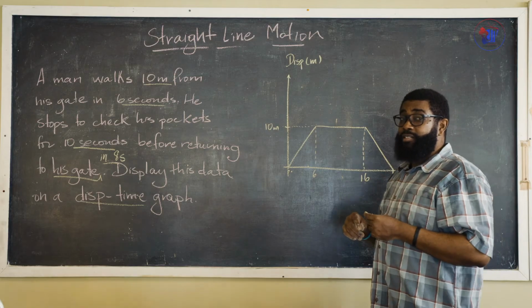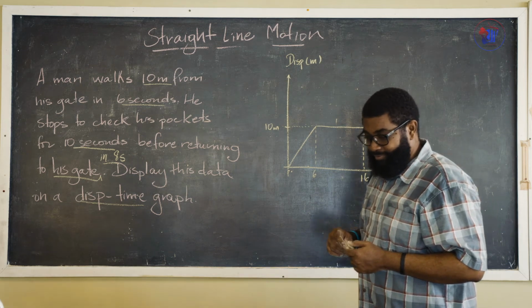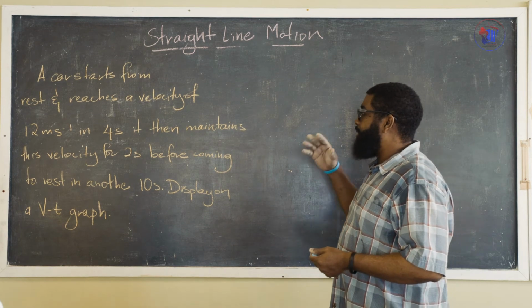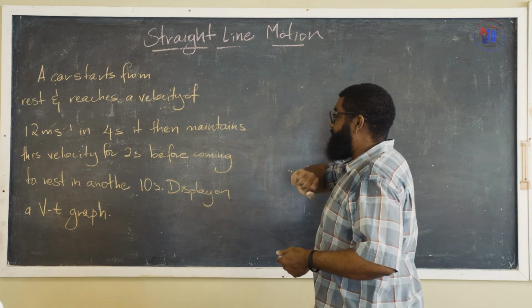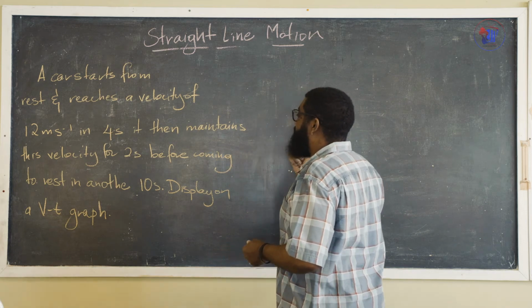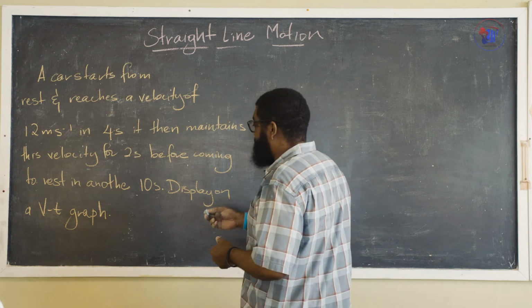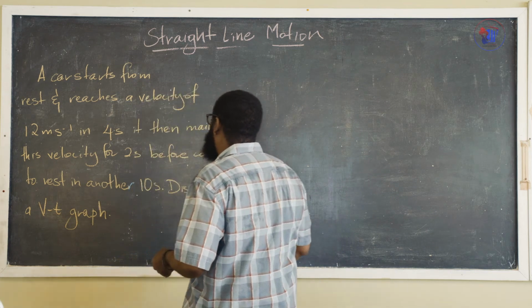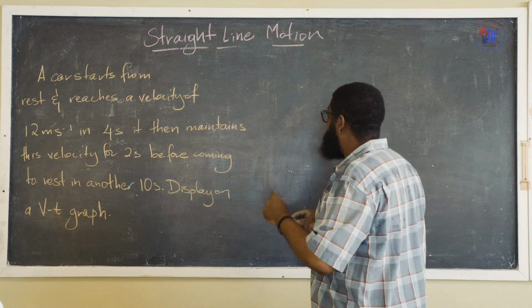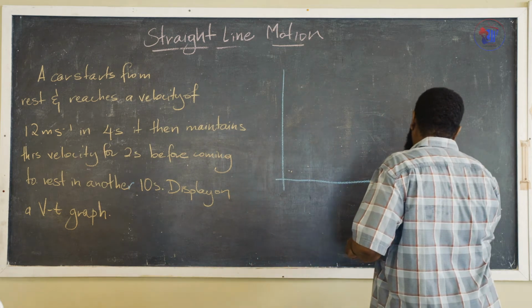On to our velocity time graph. I hope I can make that one interesting. Having looked at the displacement time graph, we have to look at this. A car starts from rest and reaches a velocity of 12 meters per second in 4 seconds. It then maintains this velocity for 2 seconds before coming to rest in another, my English teacher would kill me, another 10 seconds. Display on a VT graph. So, VT, velocity time.